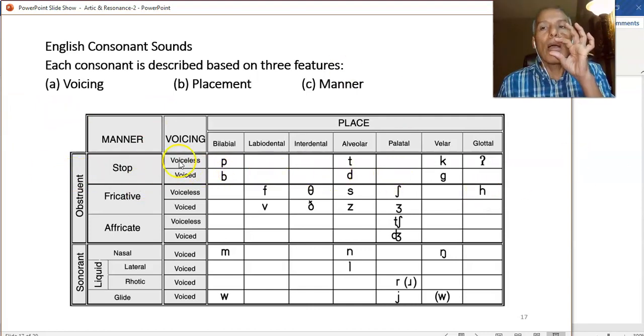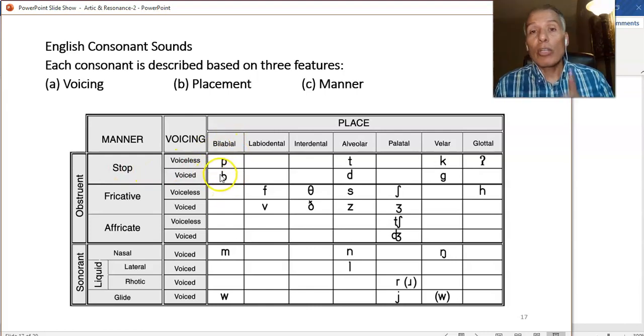You stop, pop. All of these sounds, all the stops block the airway totally, and they're followed by a release or a little explosion. So, P is a voiceless bilabial stop. B is exactly the same description, except that B is voiced.